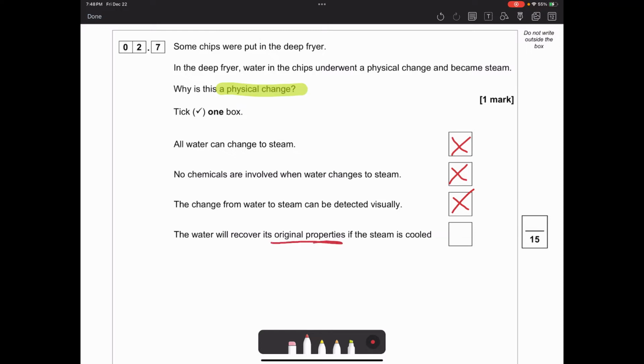The water will recover its original properties if the steam is cooled. So it's about the states going from a solid, liquid to a gas, but they can then reverse, making it a reversible state change, and their properties change each time. Okay, so it can turn into a gas and then condense back to a liquid, and it would recover its original properties. Okay, so that would be 2.7.